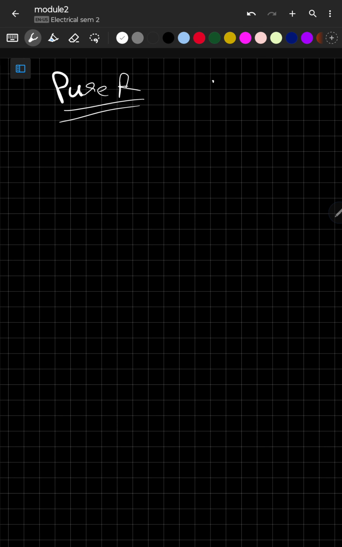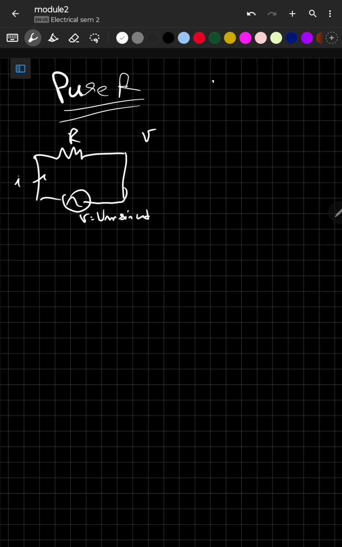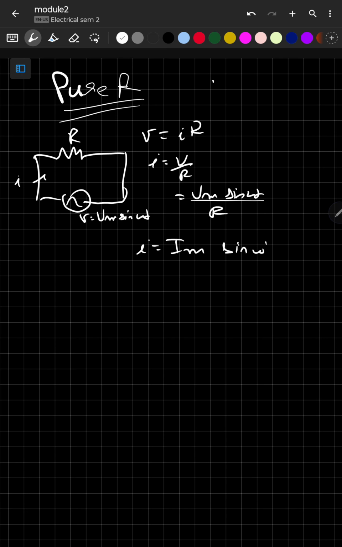Now first is the circuit diagram. Resistor, with alternating signal, current I, R, V equals Vm sin omega t. That's it, for R it's very easy. We always have to find the current equation. V equals I into R, so I equals V by R, so Vm sin omega t by R. This is going to give I equals Im sin omega t.